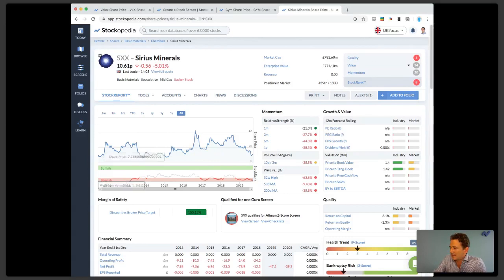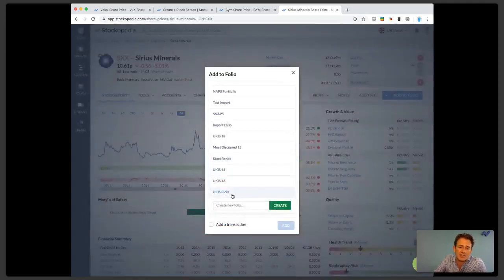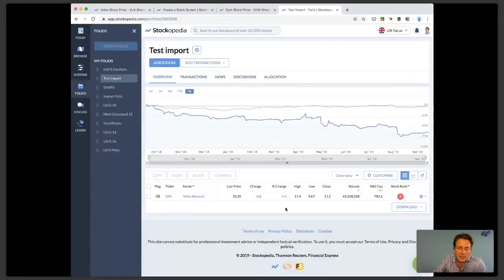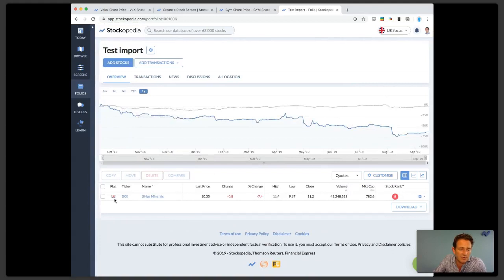And so is the annualized volatility the same as the average true range on the chart? No, it's not. The annualized volatility you can add to a list. I'm just going to add this to a random portfolio and click through. So you can add stocks to a portfolio. This is just me doing a test import. But what was I going to look at? Oh, yeah, I'm going to show you.